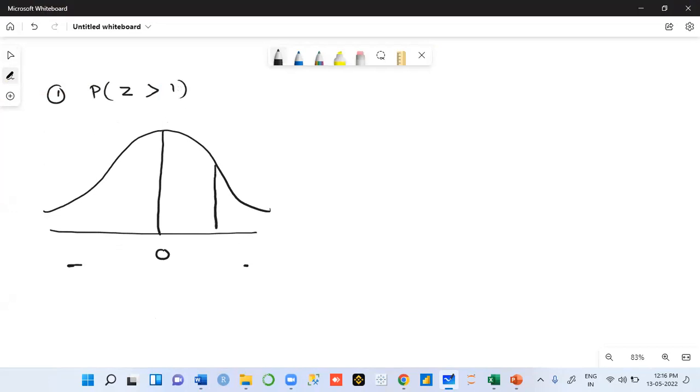So, assuming here we have 1. Okay. What is the value of z? More than 1. The z value will be more than 1. Can I say I'm talking about this area?